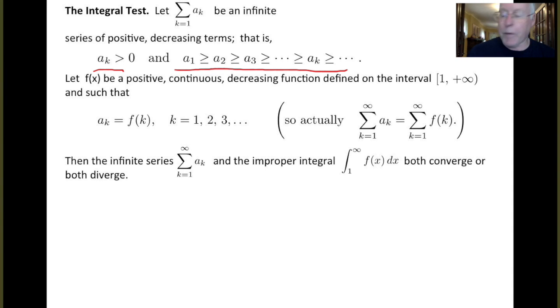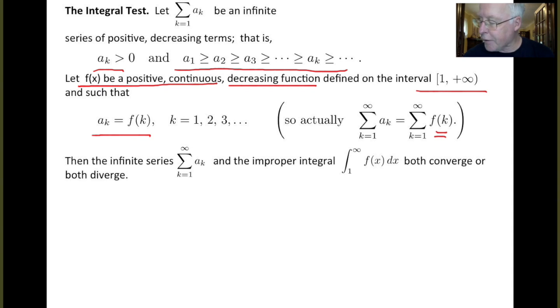Now, we also assume that there is some function that generates the a sub k's. So we say there's a positive continuous function f of x that is decreasing also, and defined on the interval from 1 to infinity, and such that we get the a sub k's by replacing x by k in the formula for f of x. And this happens for k equals 1, 2, etc. So this was a long, complicated statement. What it really means is just there's some function f that is decreasing, and so that a sub k is f of k.